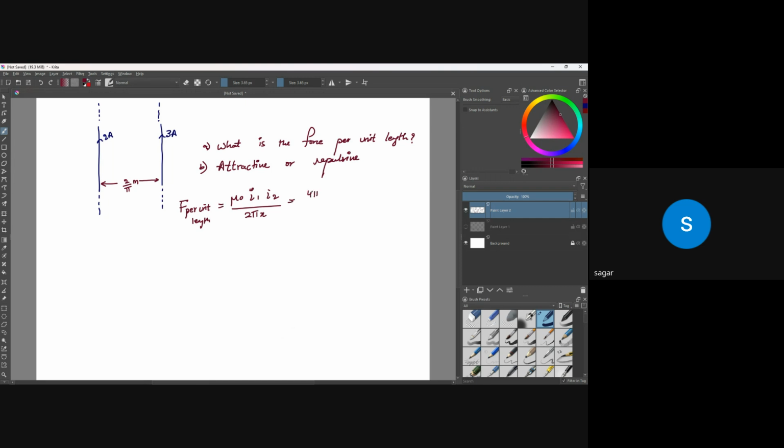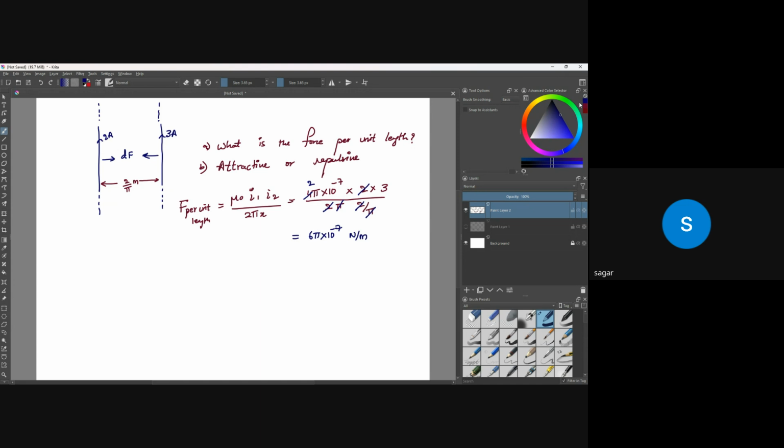So 4 pi into 10 power minus 7, that is mu naught. I1 is 2, I2 is 3, by 2 into pi into x, which is given as 2 by pi. We just have to cancel this, cancel that also, cancel this 2. So 6 pi into 10 power minus 7 Newton per meter. And the current is in the same direction, so we'll end up getting an attractive force.